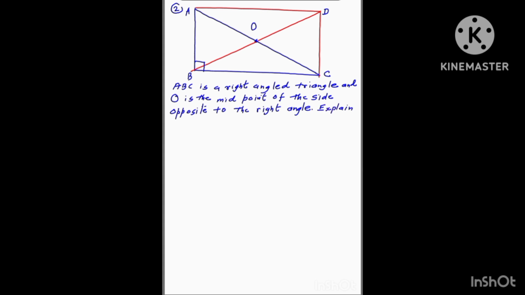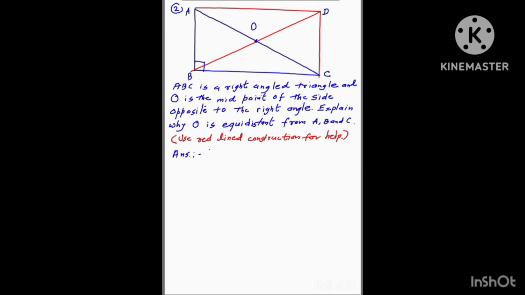Okay, now explain why O is equidistant from A, B and C. As it is the midpoint, the problem itself says that OA is equal to OC. Only that we have to prove that it is also equal to OB. Okay, so that will prove why O is equidistant from A, B, C. Now he has given some construction also, a red aligned construction. So we have to use this construction for our help. See this.